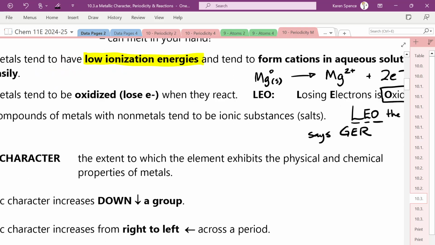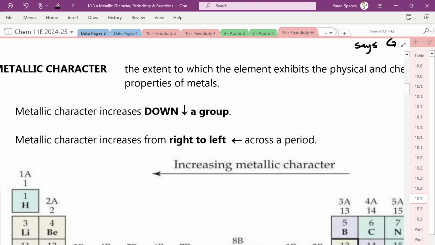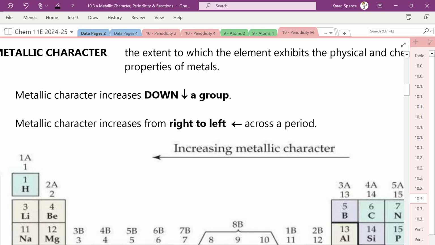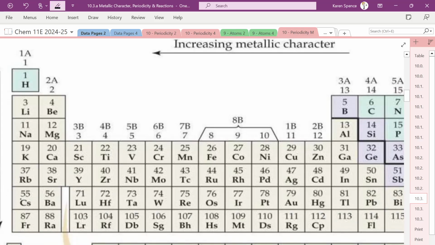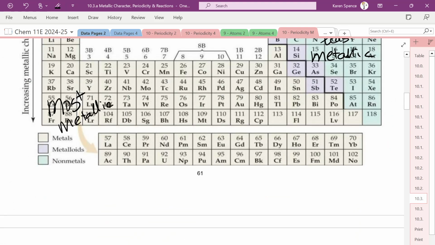They tend to become ionic compounds. Metallic character increases down a group. Kind of makes sense, right? More metallic. Least metallic. That makes sense, right? Where are your non-metals? They're up at the top there.